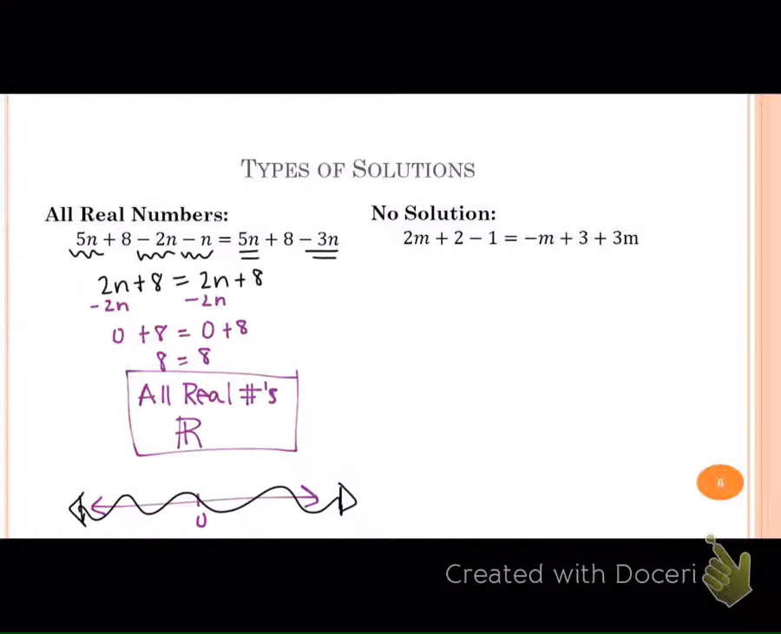That's what all real numbers means. So any number, any negative, any fraction, decimal, anything that's on this number line works, is what that's saying. That's a real number.